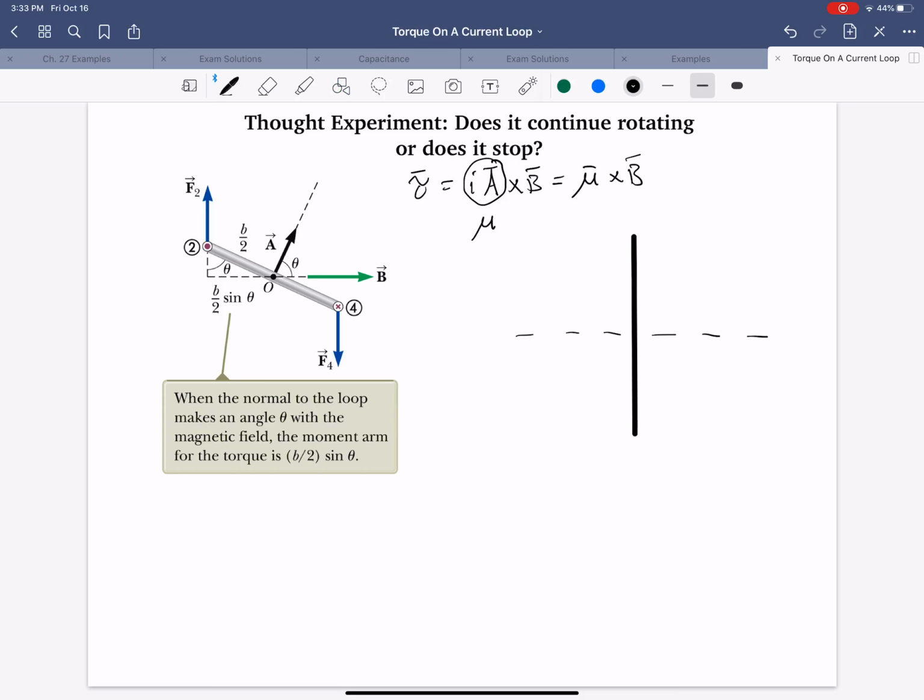And so this is segment 2, which was into the page, or sorry, out of the page. I always get those mixed up. I'm sorry. The X is into the page, and that's segment 4. In green, magnetic field still to the right.